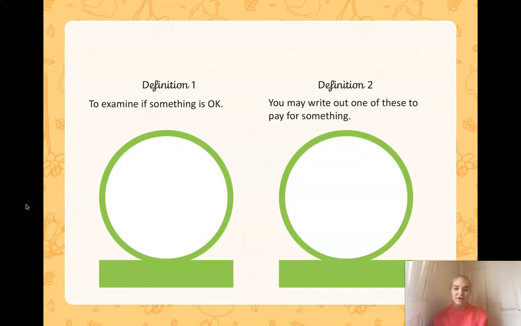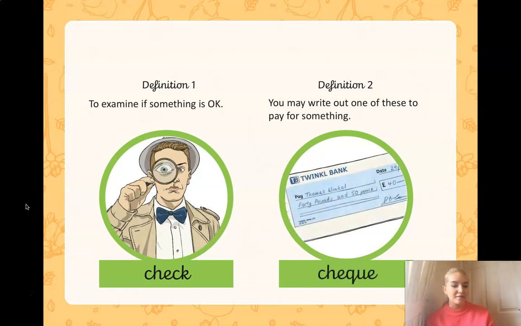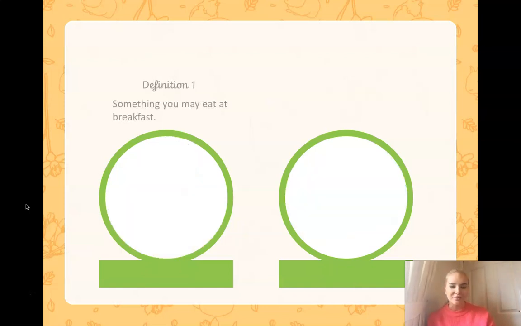How did you get on? If you're examining if something is okay, if I was having a look at your leg, I am checking that it's okay. So our first word is check. And if I am writing out one of these to pay for something, knowing that my first definition word is check, it's also going to be cheque, but spelt a different way. Now, if you didn't get this one, that's okay, but we can try and get the next one.